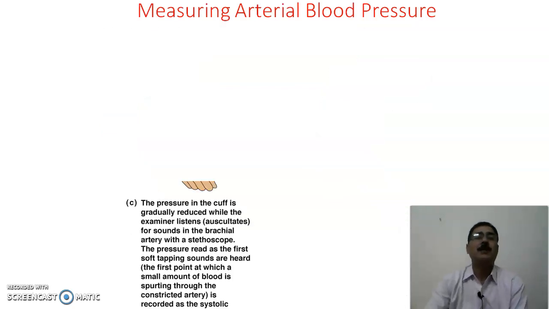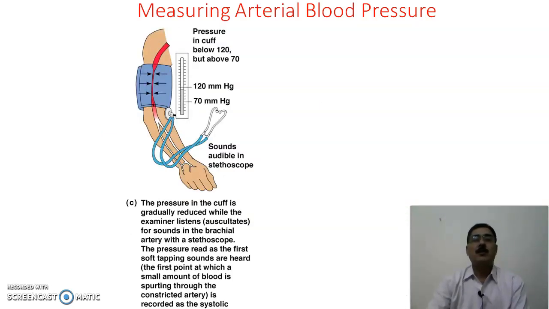Now next you can see the pressure in the cuff is gradually reduced. The examiner listens, or auscultates, for the sounds in the brachial artery with a stethoscope. The pressure read as the first soft tapping sound is heard, the first point at which a small amount of blood is spurting through the constricted artery, is recorded as the systolic pressure.